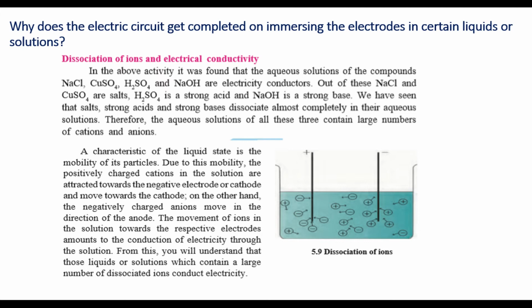A characteristic of the liquid state is the mobility of the particles, and due to mobility, positively charged cations in the solution get attracted to the negative electrode or cathode and move towards the cathode, whereas negatively charged anions move towards the anode. The movement of ions in solution to these electrodes results in conduction of electricity through the solution. That's how electricity is conducted through the solution.